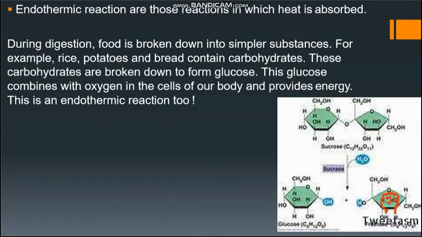Endothermic reactions are those reactions in which heat is absorbed. During digestion, food is broken down into simpler substances. For example, rice, potatoes and bread contain carbohydrates. These carbohydrates are broken down to form glucose. This glucose combines with the oxygen in the cells of our body and provides energy. This is an endothermic reaction too.